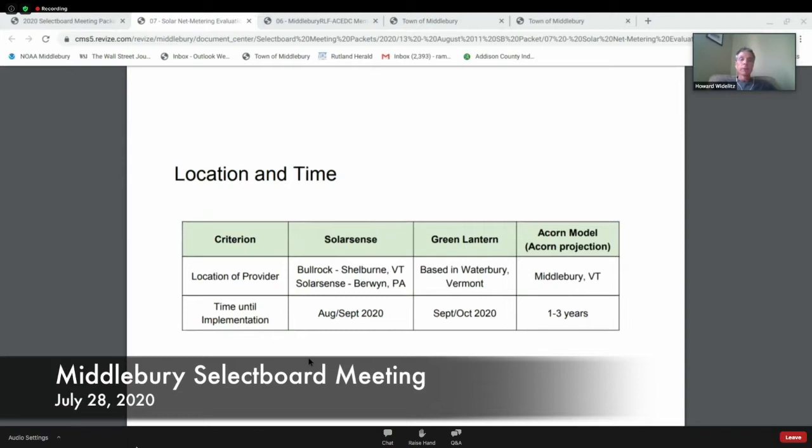Location, you can see the various locations. Bull Rock is the company that would be constructing the array. They do a lot of solar arrays. They built the building over on Exchange Street for BSRAP. And then you have Green Lantern based over in Waterbury, and then Acorn, which is very local. And these are the estimates as far as when we think we'd be able to receive the benefit of the net metering project.